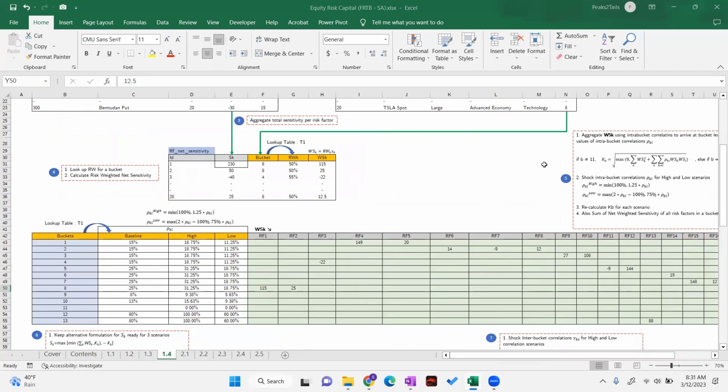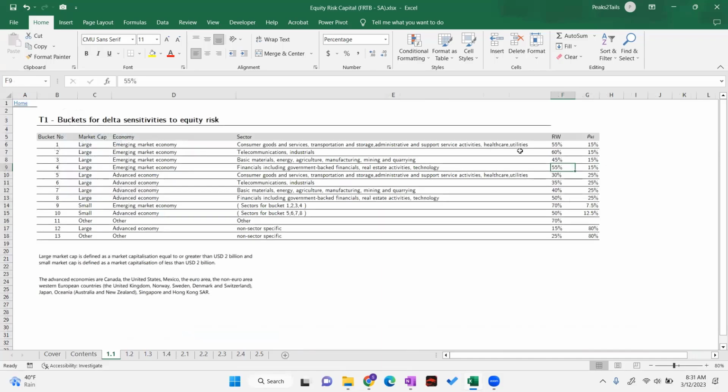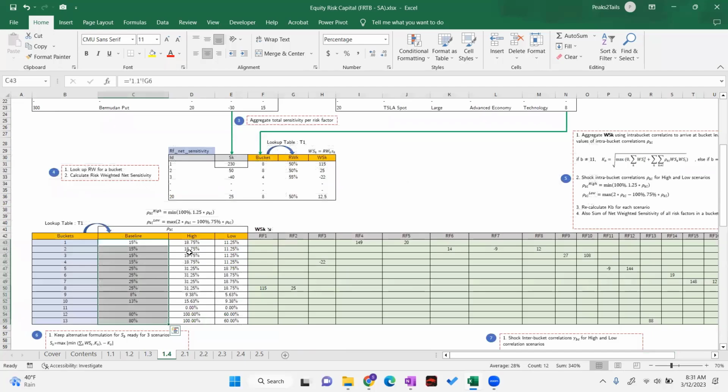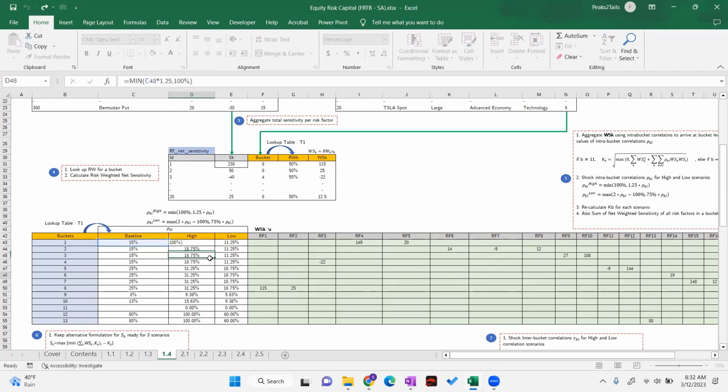And now what do we do? Against each bucket, we have correlations. These are your within-bucket correlations, or intra-bucket correlations, that again come from the same table, T1. Okay. And then you can shock the correlations. There are three scenarios actually: baseline, high, low. They have given the formula for how to come up with the high and low scenarios. This is the formula that I've used.